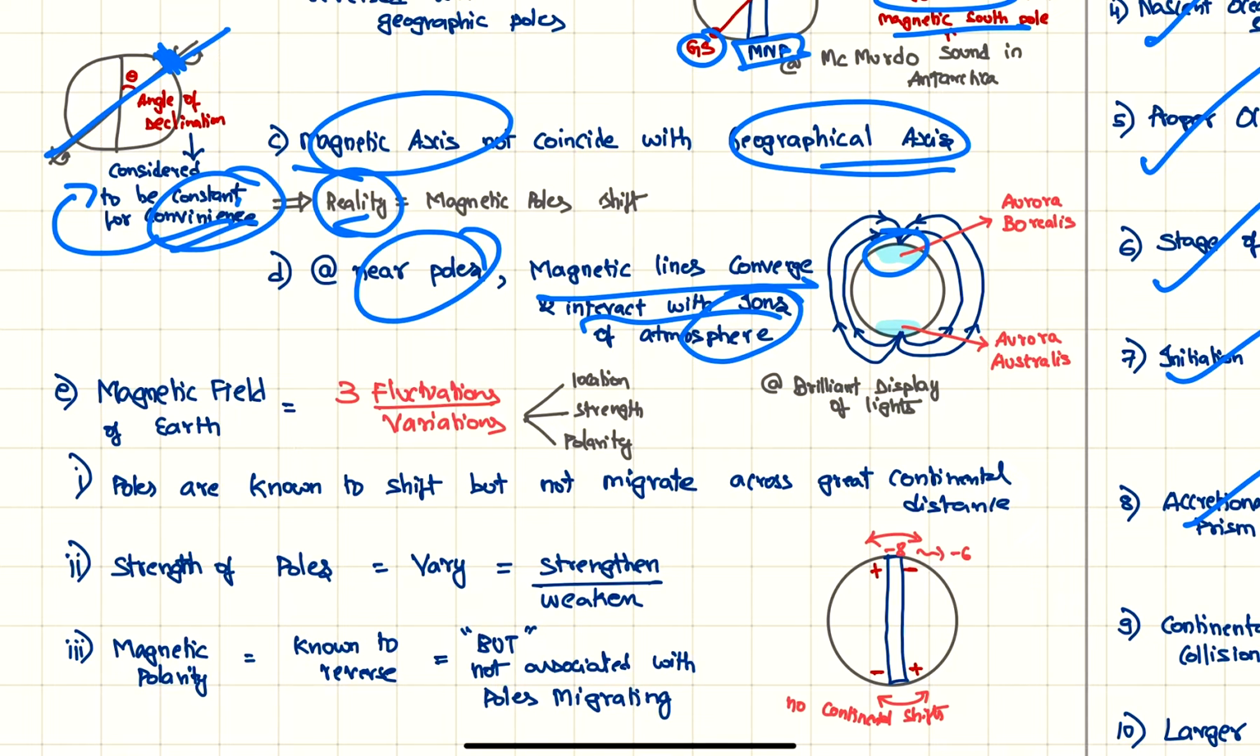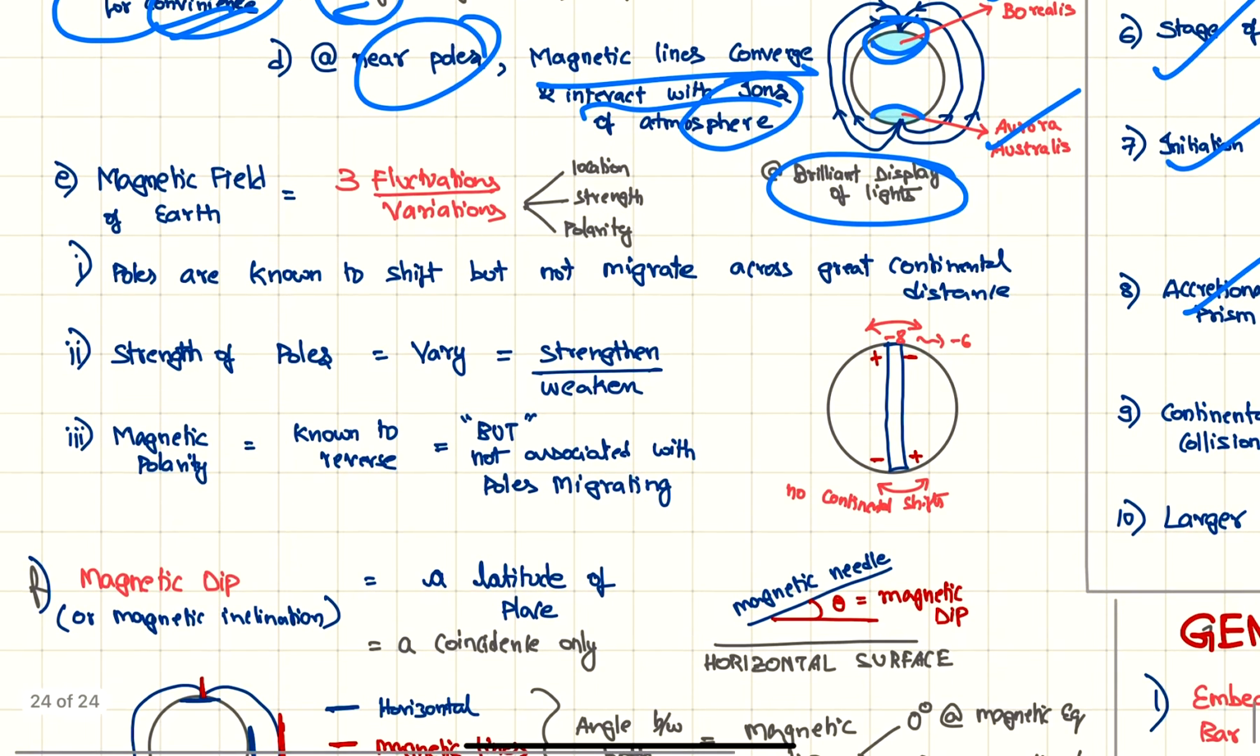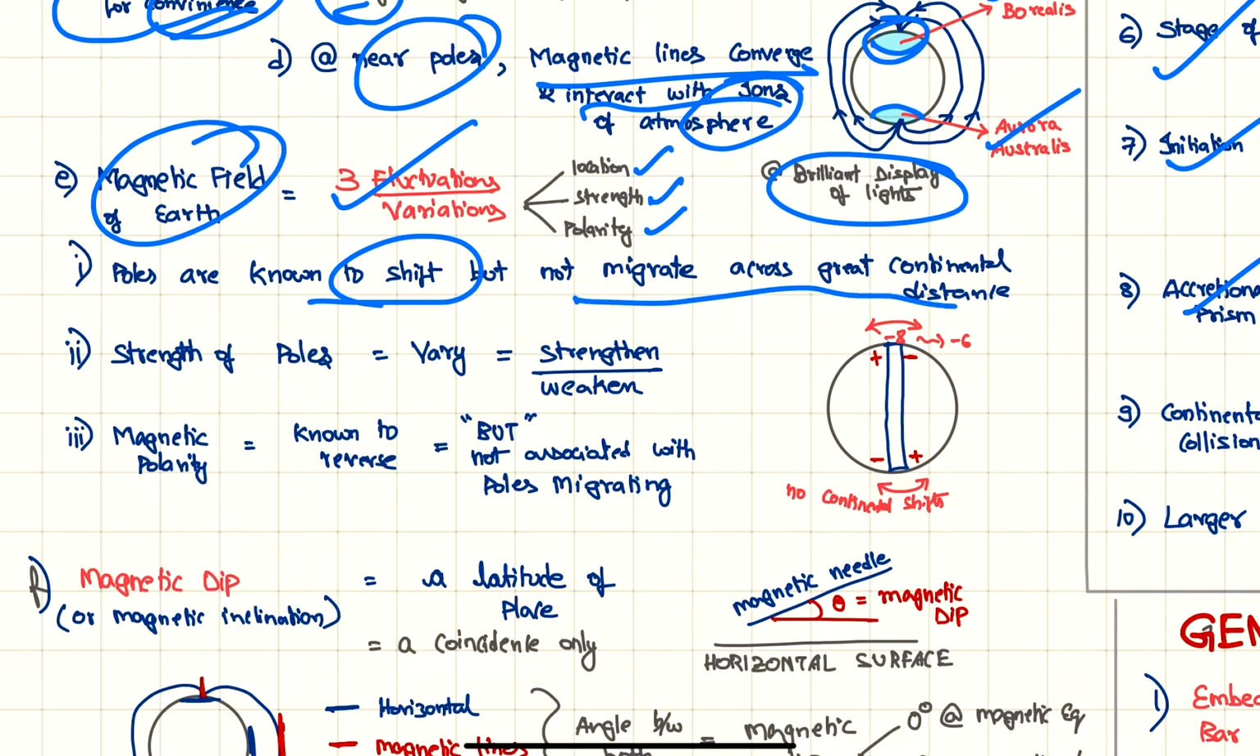Next, near the poles, the magnetic lines converge and they interact with the ions in the atmosphere. Therefore, there we can see the brilliant display of lights in the form of aurora borealis in the northern hemisphere and aurora australis in the southern hemisphere, after the Antarctic Circle and the Arctic Circle. Next, the magnetic field of the Earth undergoes three variations or fluctuations in terms of location, strength, and polarity. The location shifts, but the poles do not migrate great continental distances. They migrate just here and there.